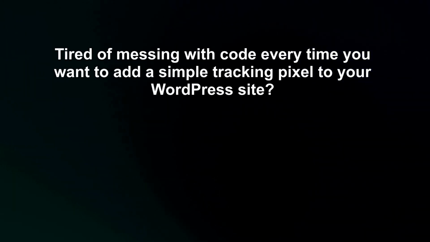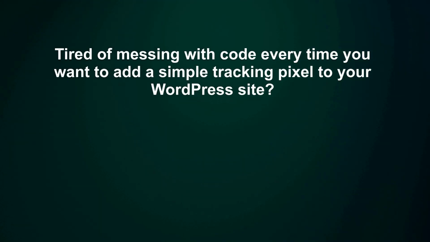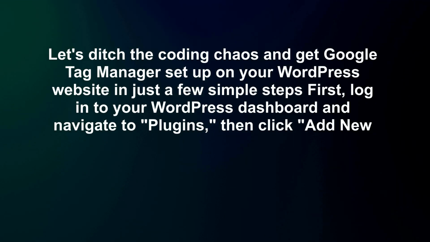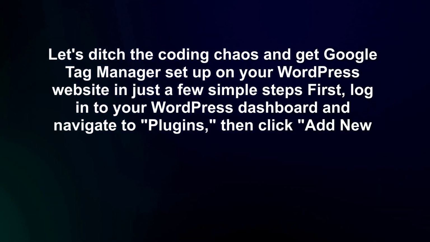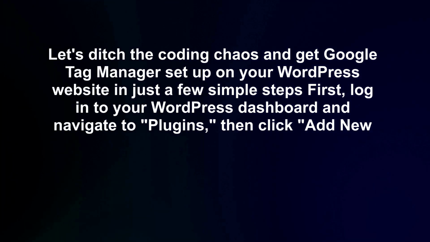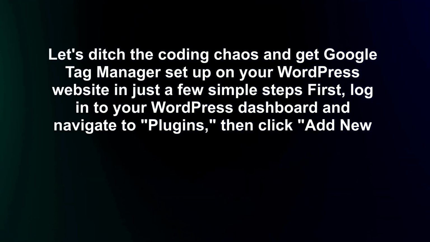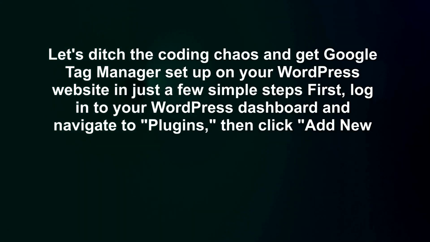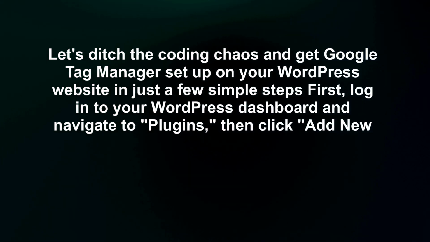Tired of messing with code every time you want to add a simple tracking pixel to your WordPress site? Let's ditch the coding chaos and get Google Tag Manager set up on your WordPress website in just a few simple steps. First, log into your WordPress dashboard and navigate to Plugins, then click Add New.